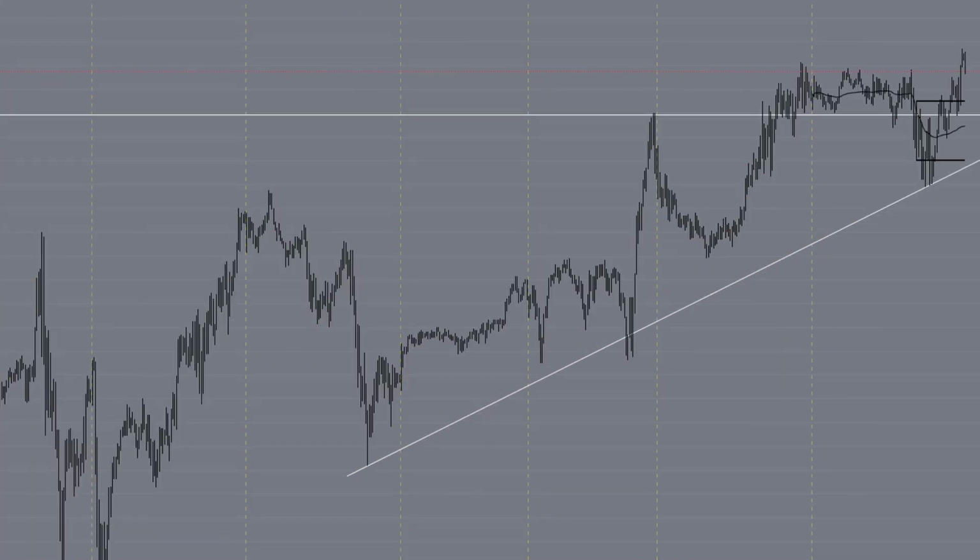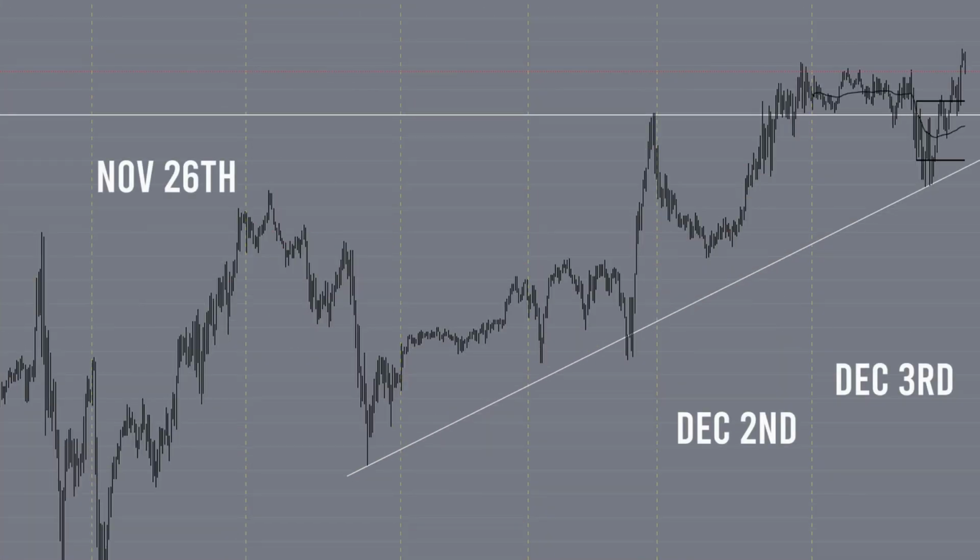Now, it's always best to zoom out and look at the big picture. We can see on the 3 trading days of November 26th, December 2nd, and 3rd, we have been in a big uptrend, making higher highs and higher lows. This is context we can use for the following trading days.